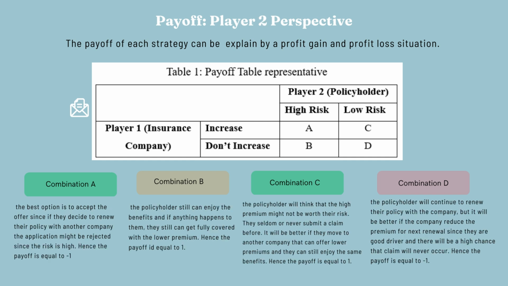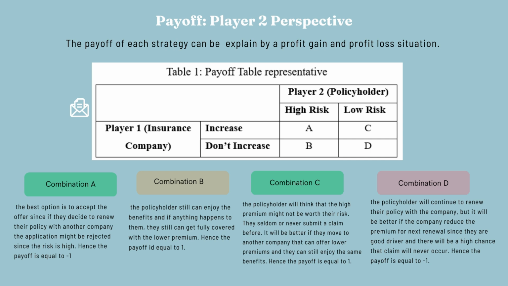Looking into the player two perspective in the next slide now, in a similar manner. When player two is high risk, but player one decides to increase the premium for this high risk policyholder, the best option for the policyholder is just to accept, because when they are high risk, there is a high chance that their application is going to be rejected by another company. So even though they are not happy, they have to accept it.